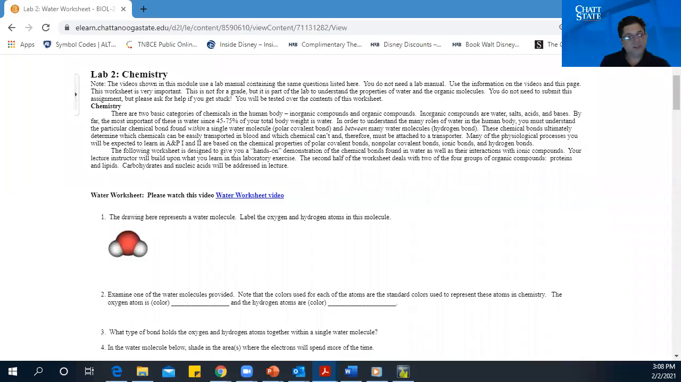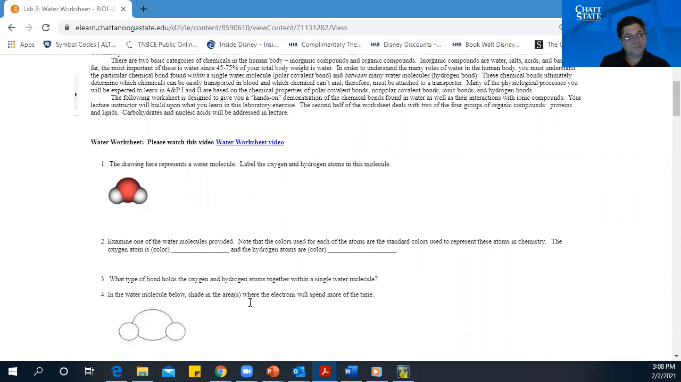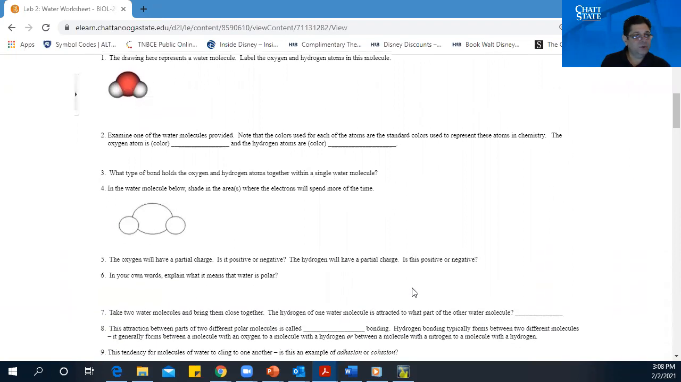Okay. So in this lab, we're starting off here, got to know the basics. In this water worksheet, we've got the red oxygen, the two white hydrogens, and what's holding that single water molecule together for number 3, a polar covalent bond, one right there and one right there. Moving on. In the water molecule, shade the area where the electrons spend more time.